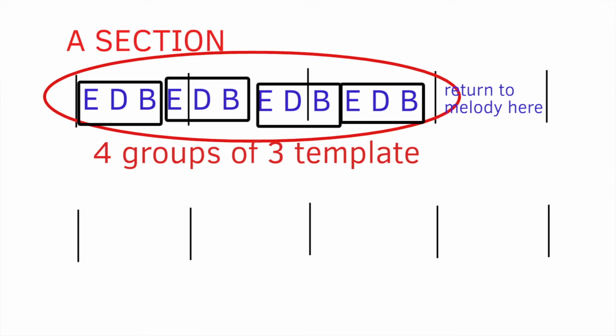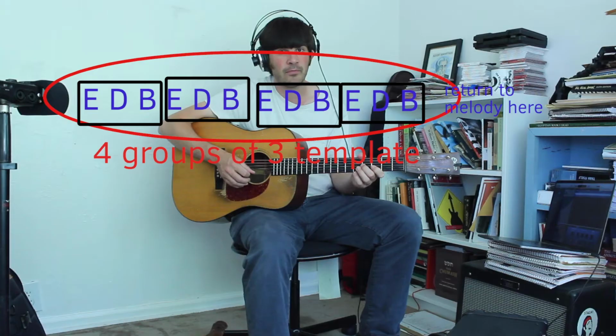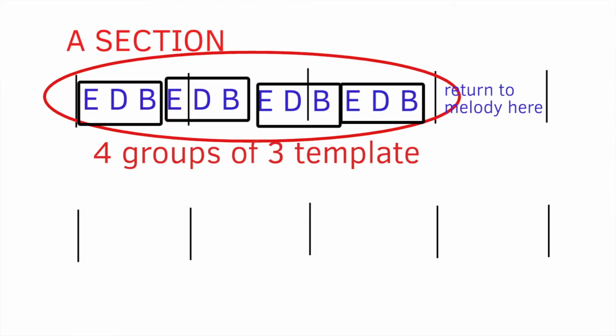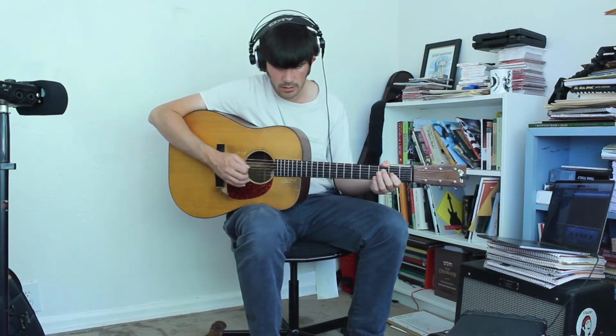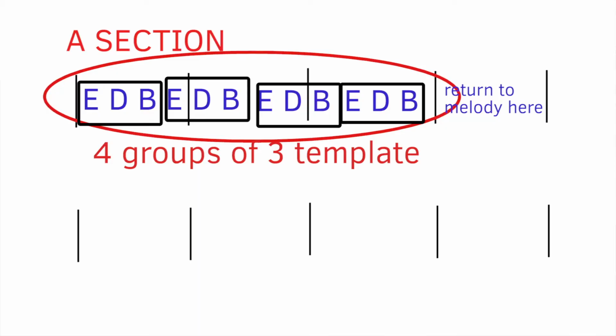So the whole template executed would be 1, 2, 3, 4. Here it is in the context of the tune where we return to the melody after we execute that. That could be worthy of study for the next week, just really feeling that on a natural, intuitive level.